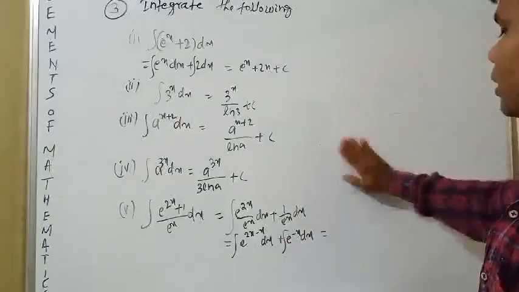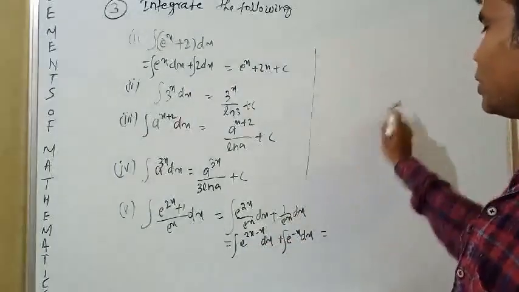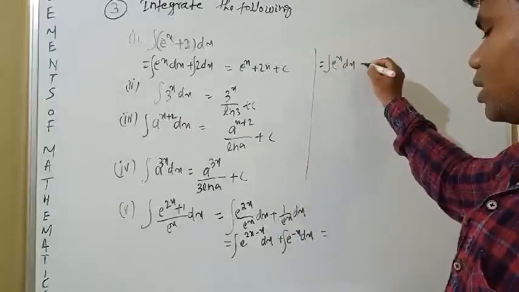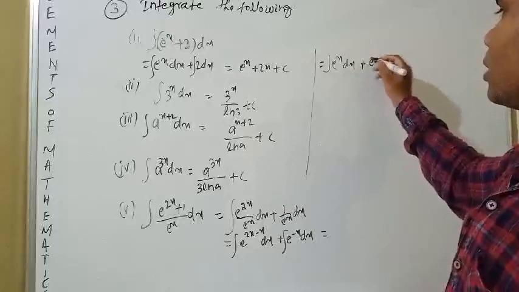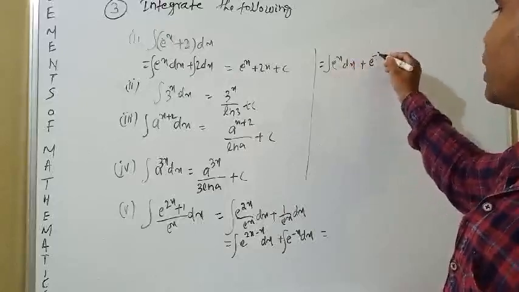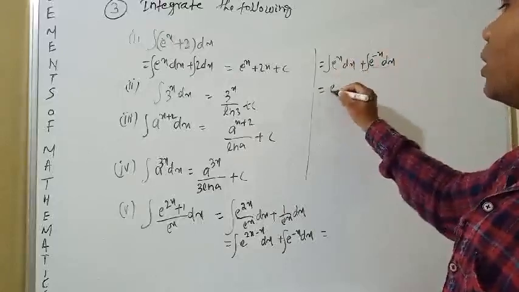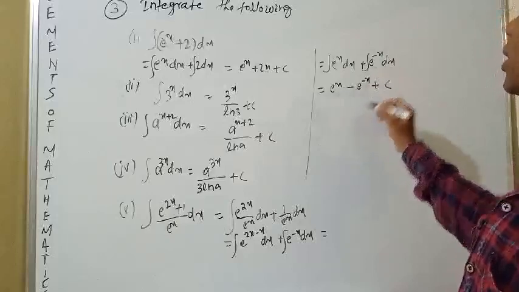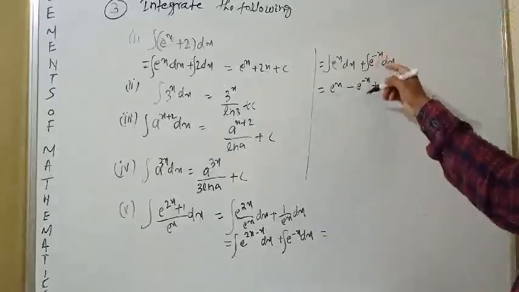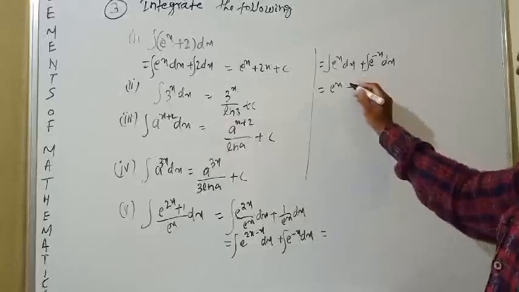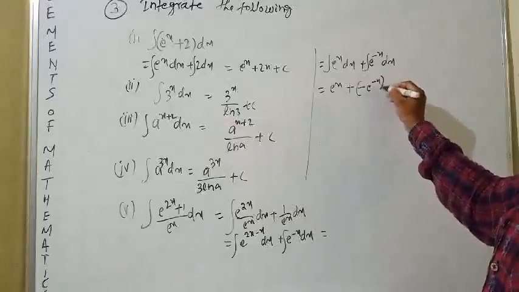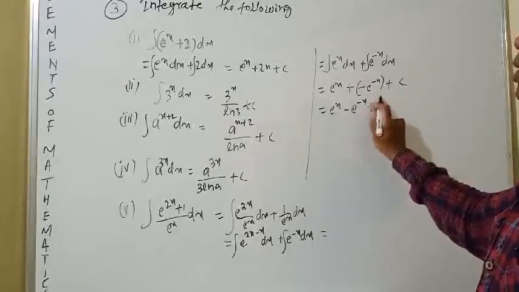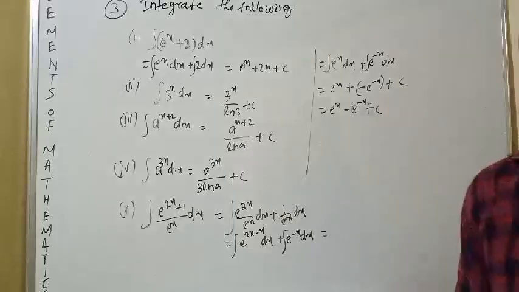Is equal to, e to the power 2x minus x is how much? That is e to the power x dx, plus e to the power minus x dx, is equal to e to the power x plus, integration of e to the power minus x is minus e to the power minus x, plus c. So the answer is e to the power x minus e to the power minus x plus c. Pause the video, note it down.